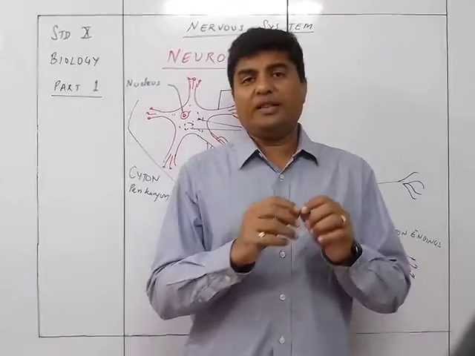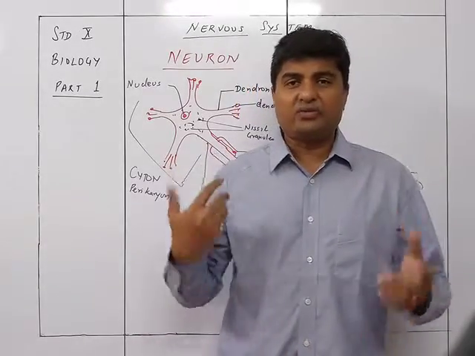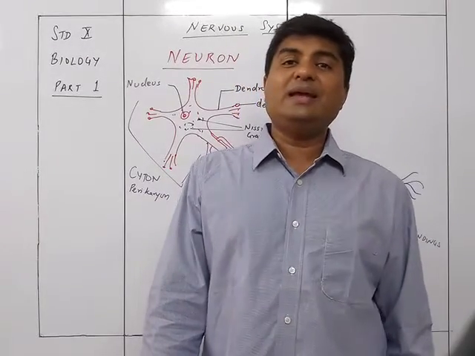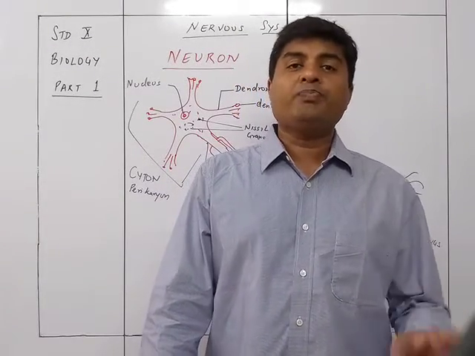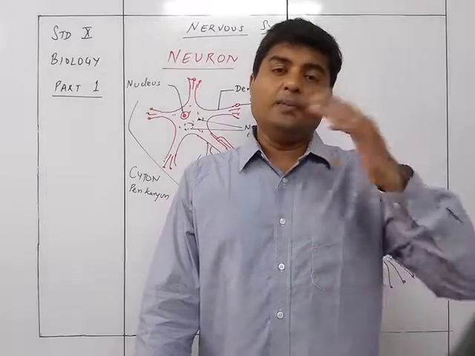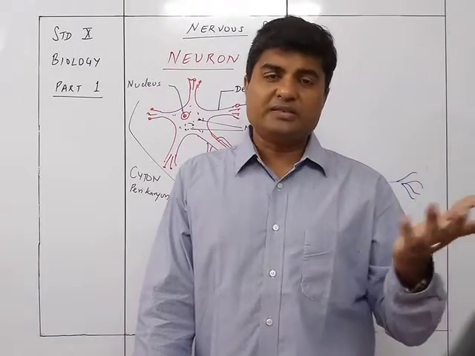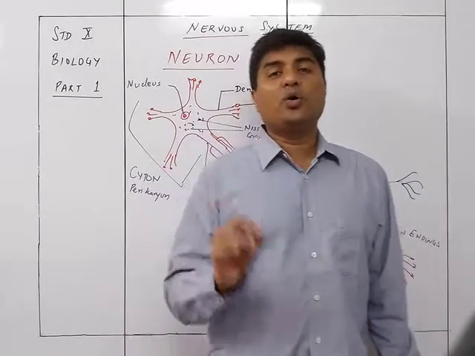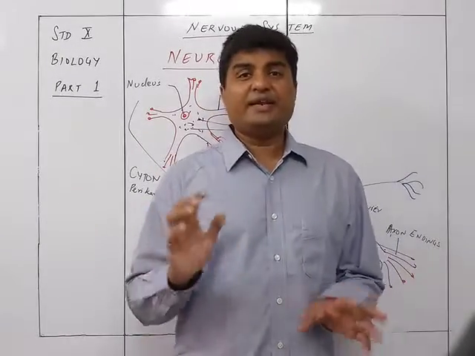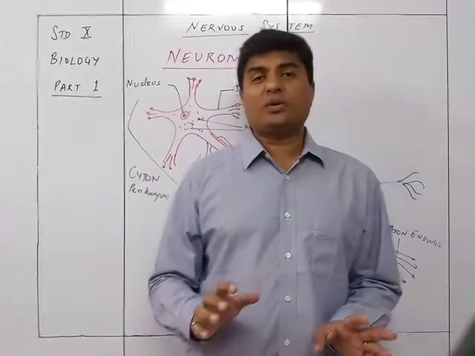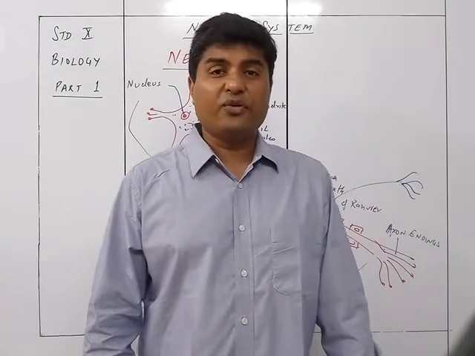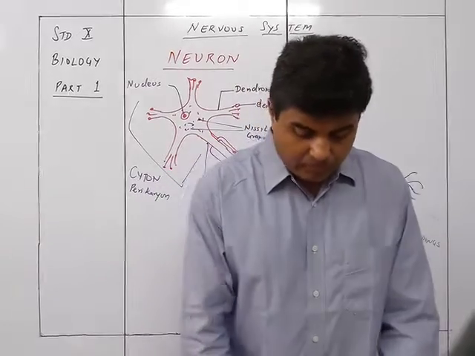They will only extend lengthwise based on the height and size of the body. Otherwise there cannot be any increment, or any cell division taking place due to wear and tear in the case of nerve cells. So nerve cells do not go for cell division, and that's the reason they do not have a centrosome. The centrosome is not present because there is no need for any cell division.